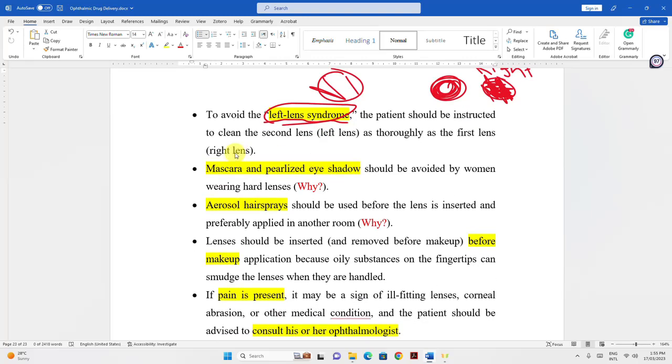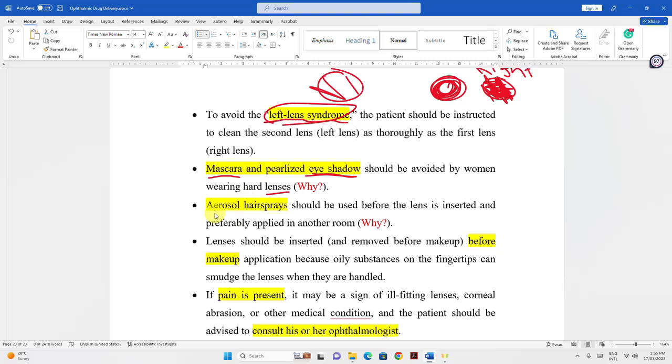The patient or the customer should also avoid using mascara and pearlized eyeshadow if they are going to wear lenses, because the particles from the mascara and the eyeshadow might get into the lenses or between the lens and the eye and cause irritation.